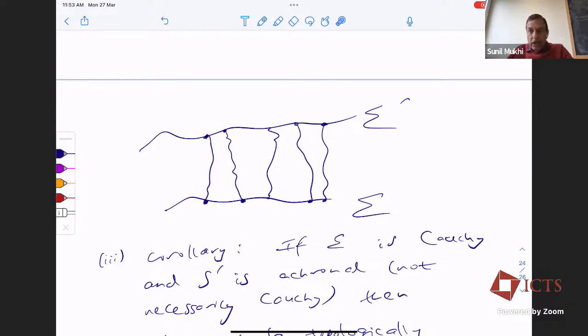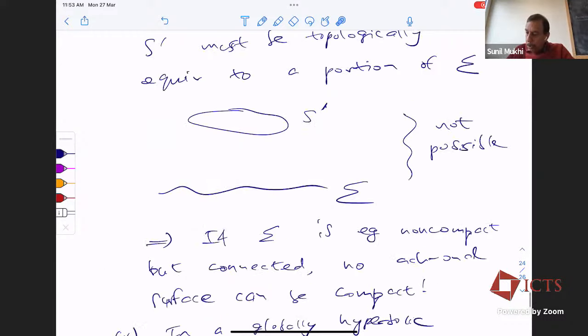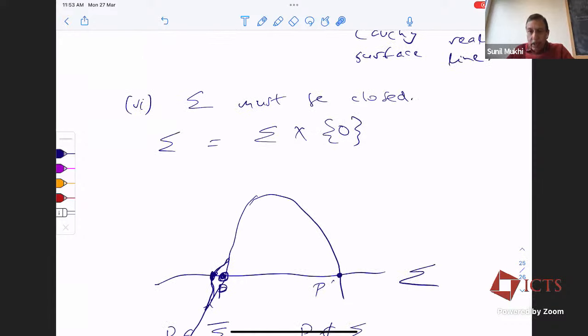Why can't I have an a-chronal circle in Minkowski space? Okay, I'm coming to that. First, did I satisfy corollary 6 people? I think Krishna originally asked me to prove that one about the Cauchy surface being closed. Did I prove it? Okay, no objections.